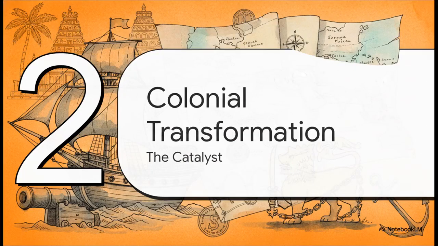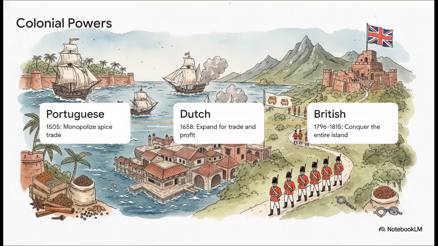Which brings us to part 2, colonial transformation, the catalyst. Sri Lanka saw a really rapid succession of European powers, and every single one left a deep mark. First, the Portuguese arrived in 1505. They were heavily focused on monopolizing the spice trade. They managed to conquer the kingdom of Jaffna, but they just couldn't dislodge the Sinhalese kingdom in Kandy. Then, in 1658, with the help of Kandy actually, the Dutch expelled the Portuguese. The Dutch were mostly interested in trade and profit along the coasts.